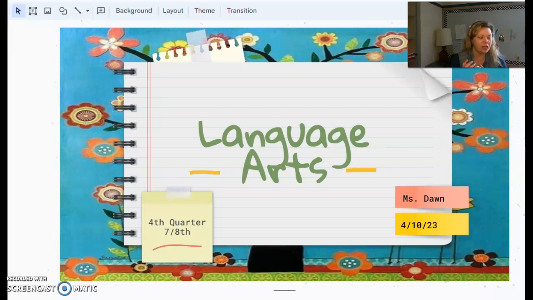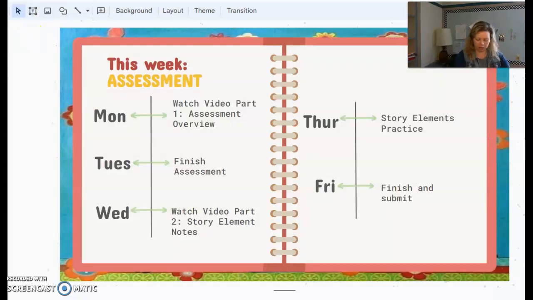We will be doing two things this week. One is there is an assessment that you have, and then we have a short notebook that's sort of an introduction to the second part of creative writing that we'll be working on. So let's look at the week and then look at the assessment.